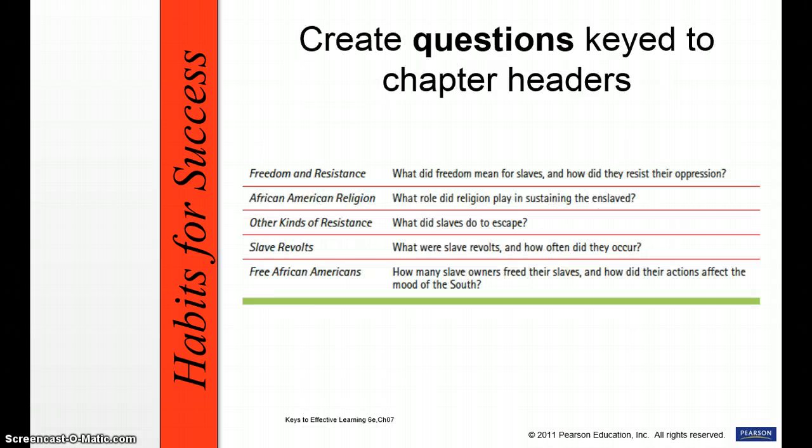As you're reading, you should be creating questions that are key to the chapter's headers. The headers are there for a reason. They're going to highlight what it is you should be getting from this reading. So they tell us a lot of information. Usually if something's a header or it's bolded, it's because they want you to pay special attention to it. So if the header says, for instance, freedom and resistance, you can ask yourself, what should I be getting from this reading of freedom and resistance? If it says the slave revolts, what revolt? What were they revolting against? How, when did it occur? So it simply means to create a question for yourself to answer as you're reading.